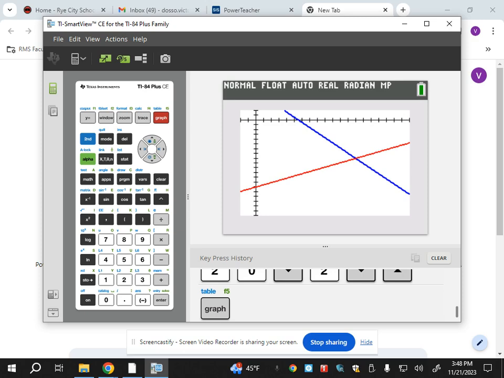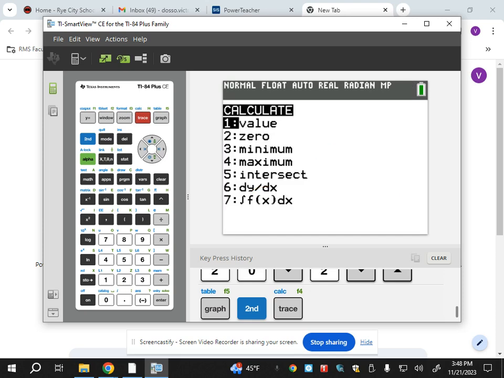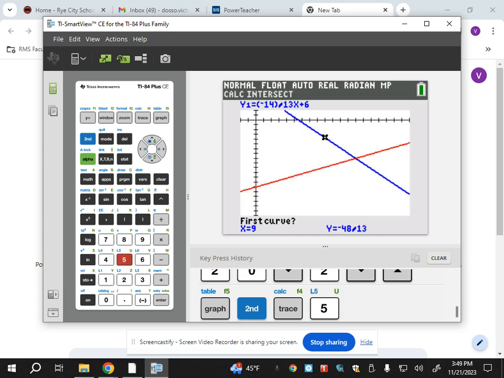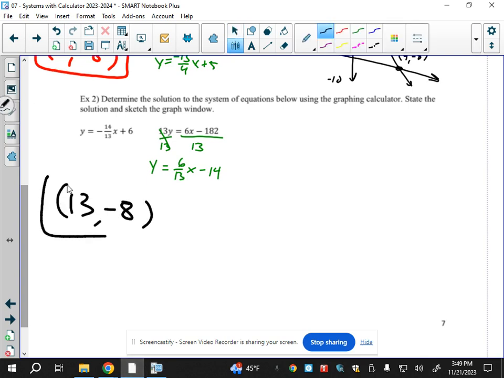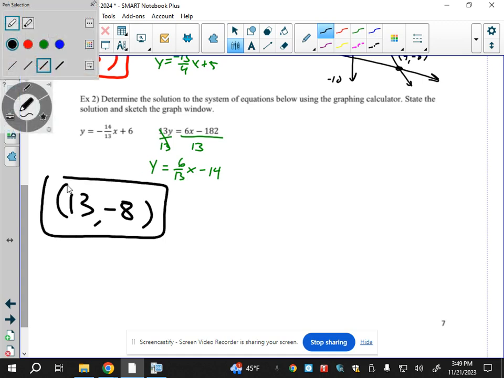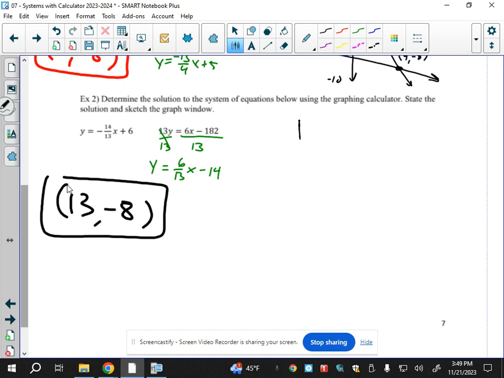So now we can do, again, second trace to get to calculate. 5 for intersect, enter, enter, enter. There's our point of intersection. 13, -8, that's our answer.